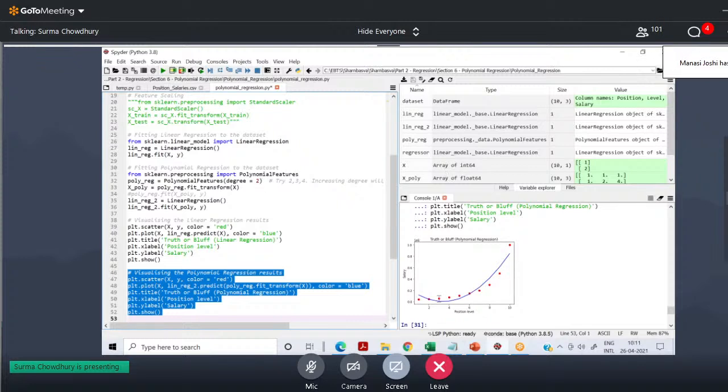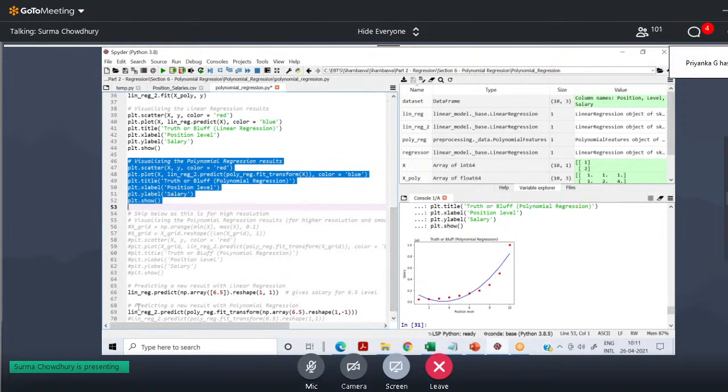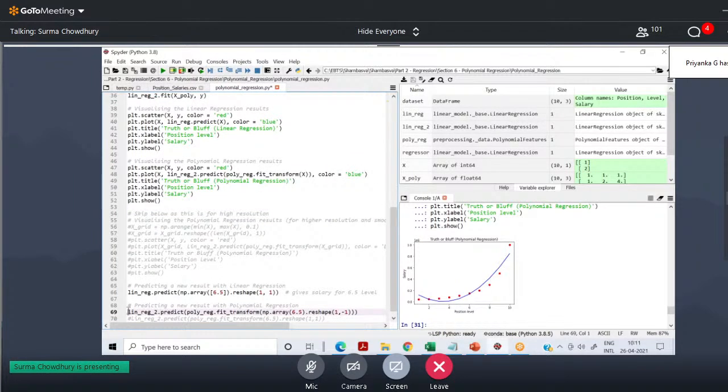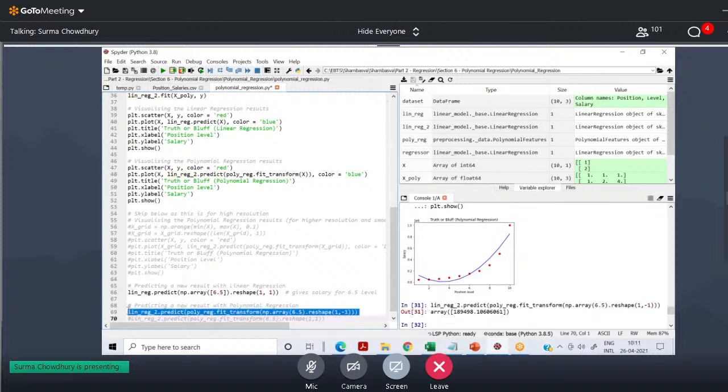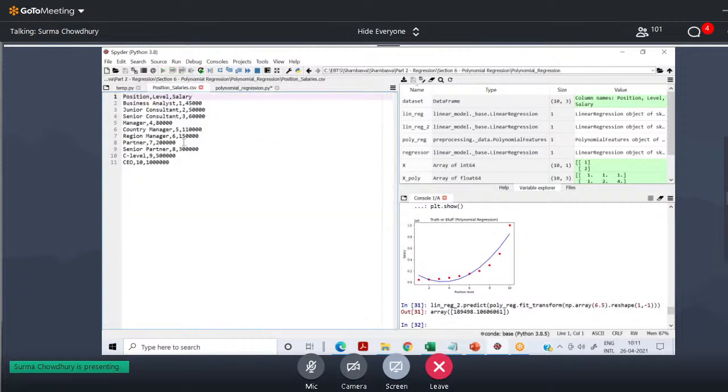Earlier it was a straight line and you had a lot of dots around the straight line. Now it is predicting some sort of parabolic curve, but my dots are still farther away from the predicted line. That means this model is still not correct. If I do the prediction now from polynomial regression with 6.5, it is showing 189,000 as against the 330,000 shown by the linear regression model. 189,000 is okay, but maybe I could get more accurate results.